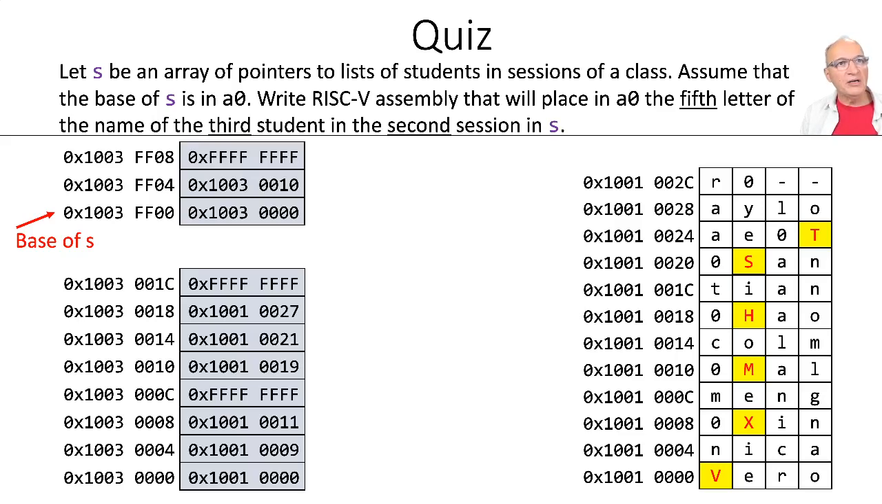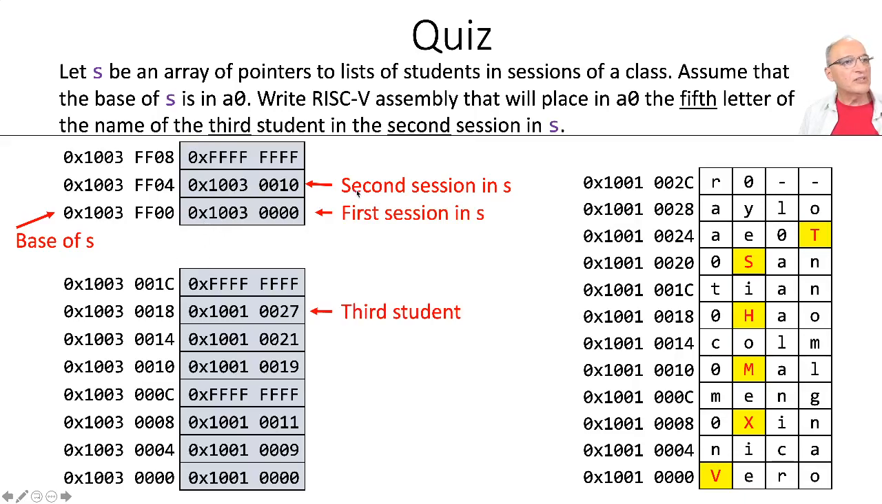So I would like you to get into A0 the fifth letter of the name of the third student in the second session in this array S. So that we have it clear, this is the base of S. This is the first session in S. This is the second session in S. So this is my S array, that's my array of sessions.